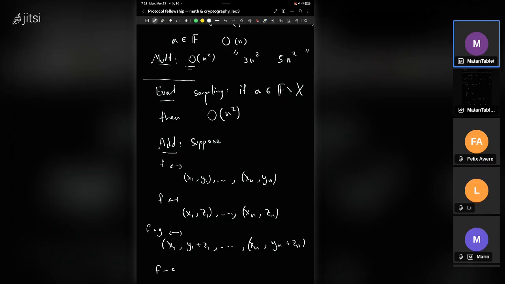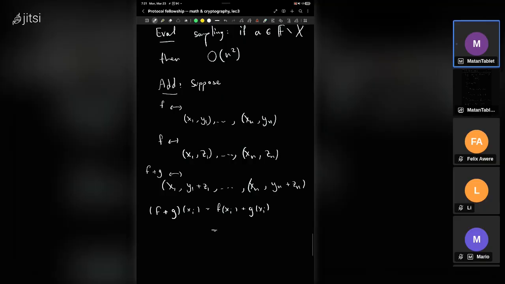Because when you substitute xi in f plus g, this is the same as saying f of xi plus g of xi, and assuming that we had the sampling representation, then f of xi is yi, and g of xi is zi. And so I get that f plus g evaluated at xi is yi plus zi. So this is the sampling representation of f plus g. So you see, I did it in O of n.